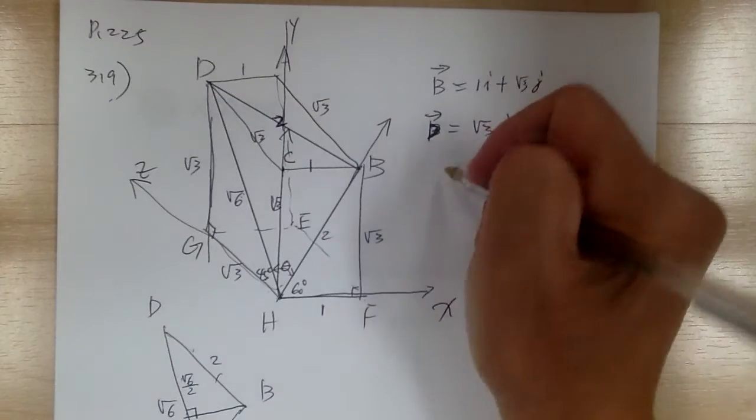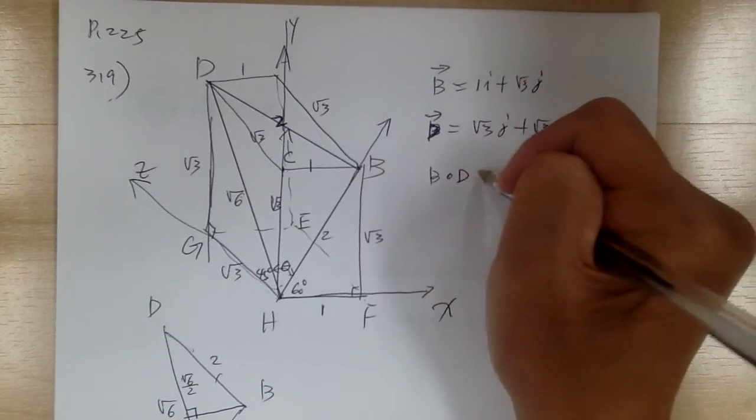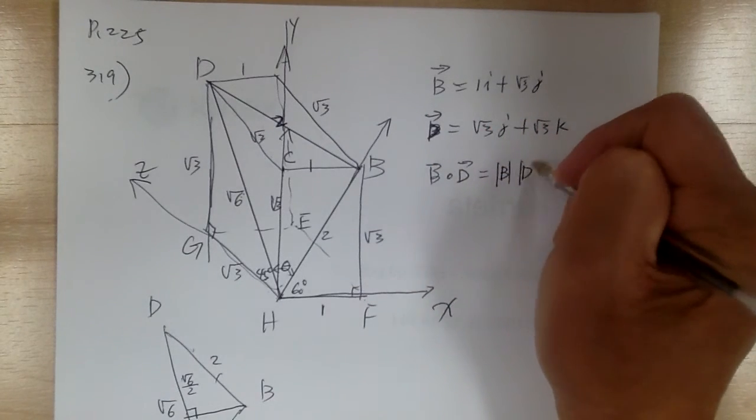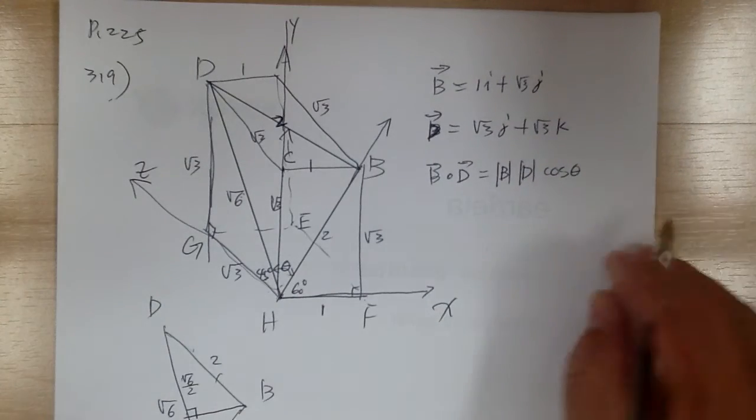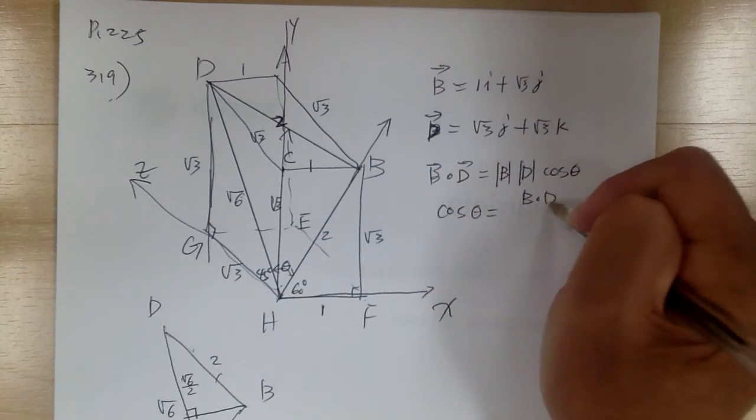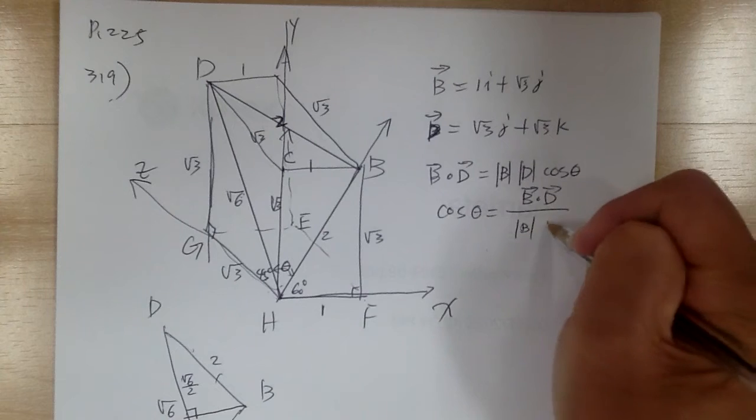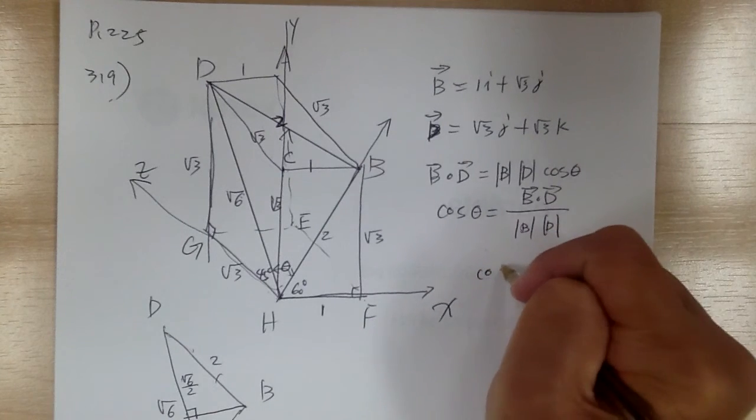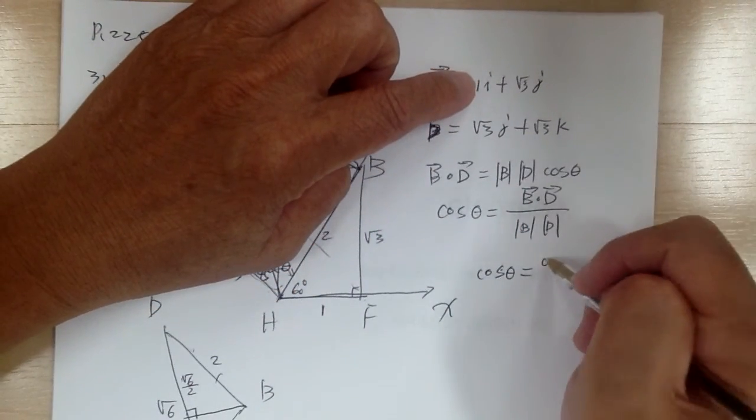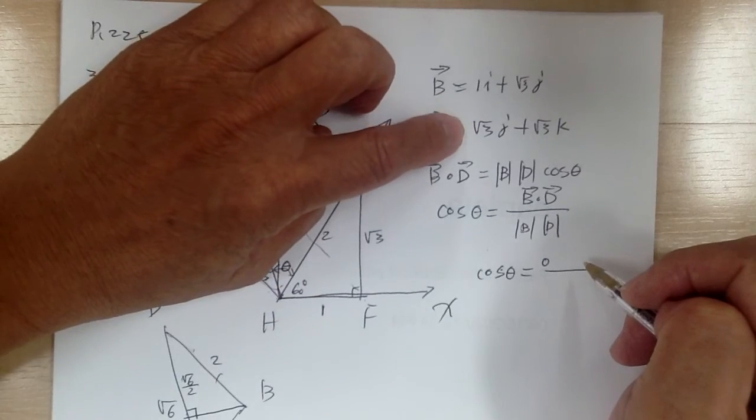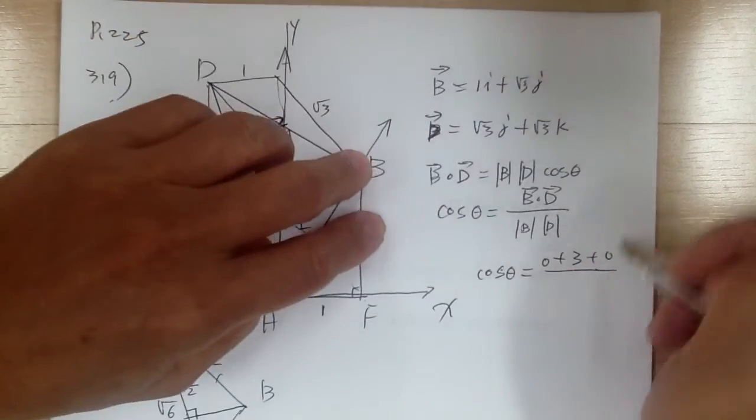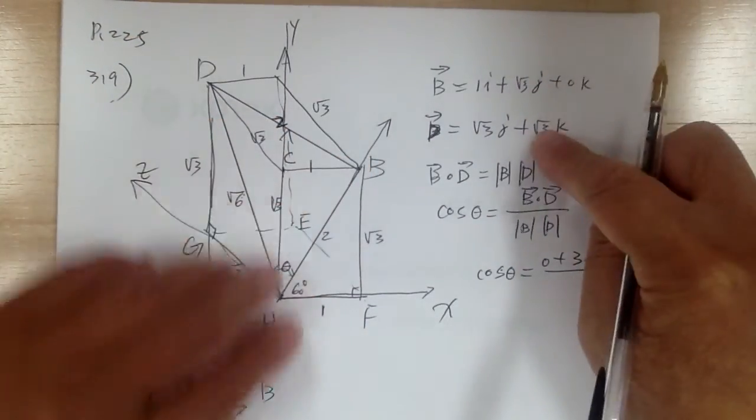Then you use the dot product. So B dot D equals the magnitude of B times the magnitude of D times cosine theta. When you take the dot product, you can find the angle between them. So cosine theta will equal B dot D over the magnitude of B and the magnitude of D. When you dot these, you're going to get 0, right? i times i is 0, you got 0i over here. j times j, you multiply, you're going to get 3. And k, you're going to get 0, because again this is 0k, so 0 times that gives you 0.